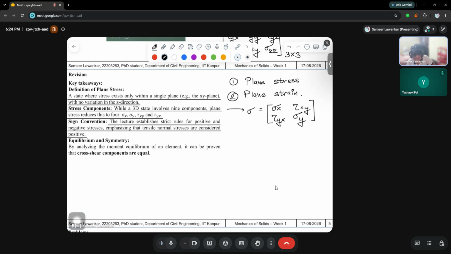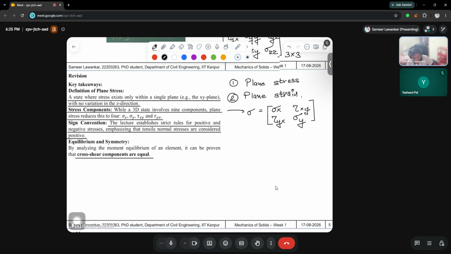Okay, so tensile is basically considered as positive, and compression is basically considered as negative. And the final thing which we need to remember from the chapters is that you need to understand that cross shear components are always equal. What does it mean?